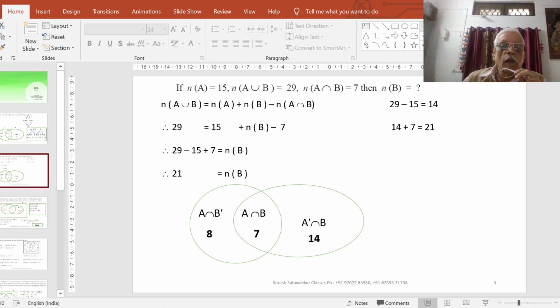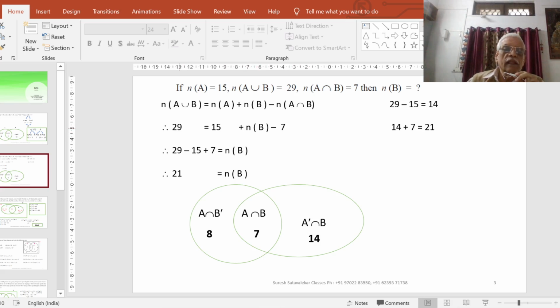Without the Venn diagram also, with the help of this theorem we can get it. The theorem is that number of elements in A union B is number of elements in A plus number of elements in B minus number of elements in A intersection B. Here number of elements in A union B is given as 29. Number of elements in A is given as 15 and number of elements in B we don't know, so we write it as it is. Number of elements in A intersection B is given as 7. This is an equation and this is the unknown part, n of B.